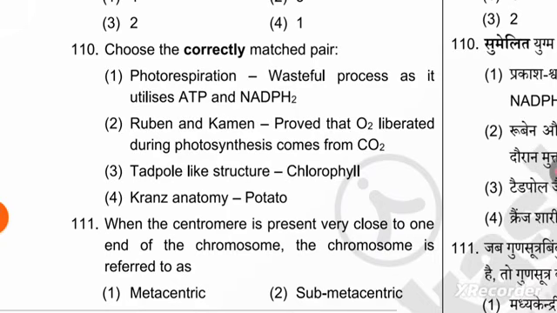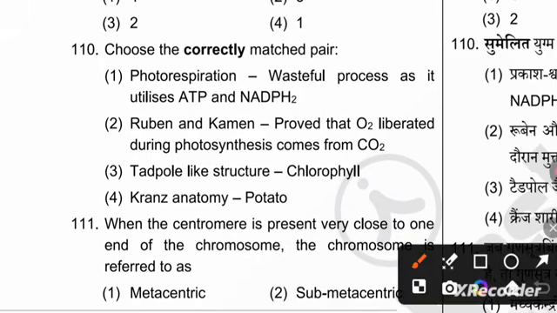Choose the correctly matched pair. We need to find out the correctly matched pair. Let us go one by one. Photorespiration is a wasteful process as it utilizes ATP and NADPH2. Children, a wasteful process never utilizes ATP. So this is a wrong statement. Then let us go to the next one.